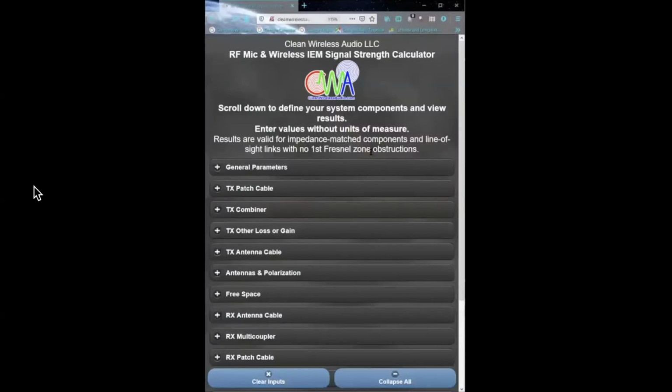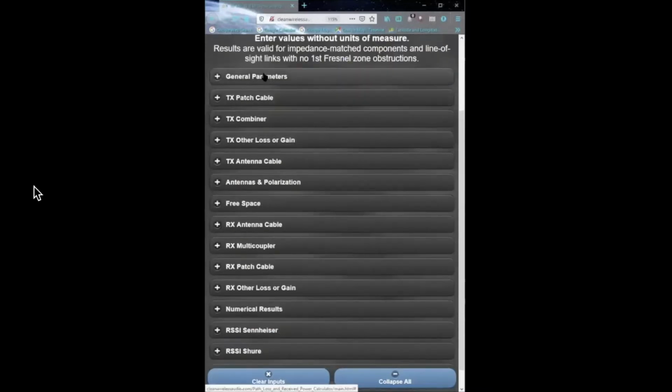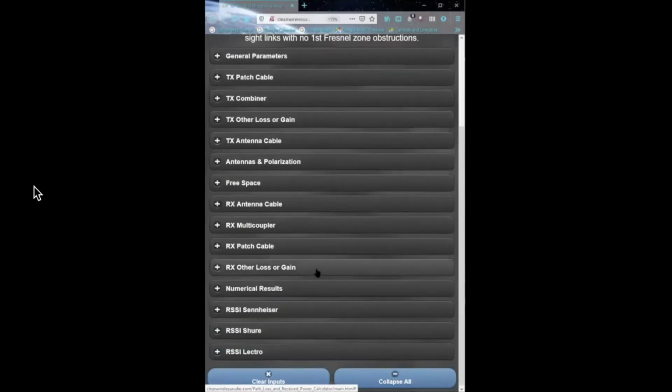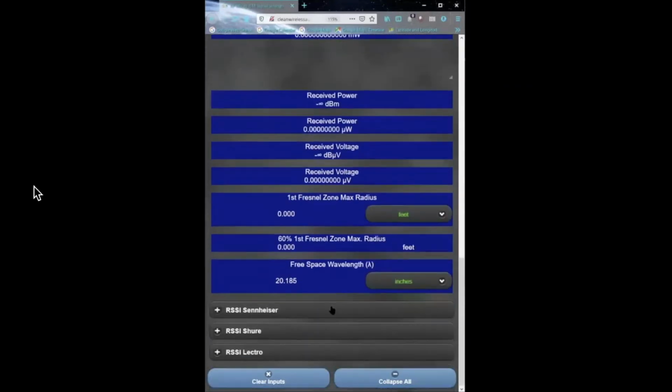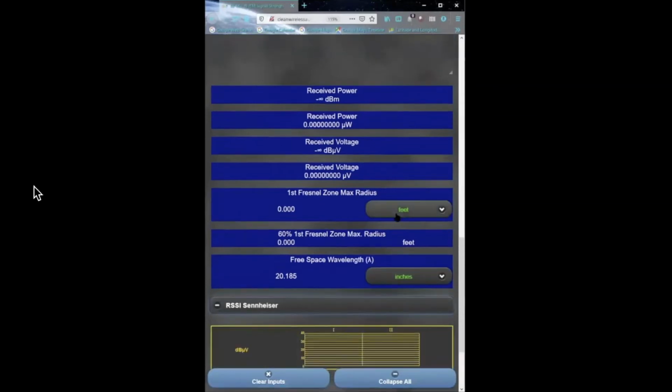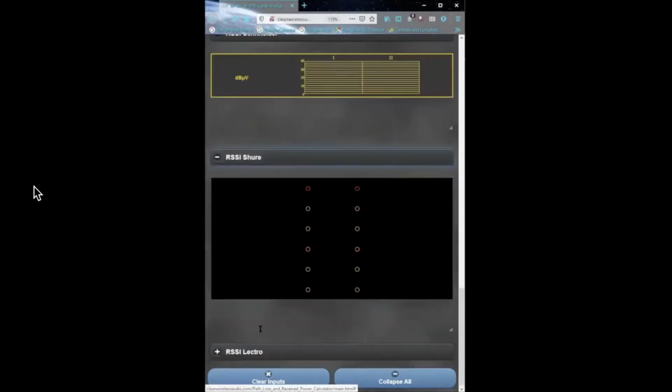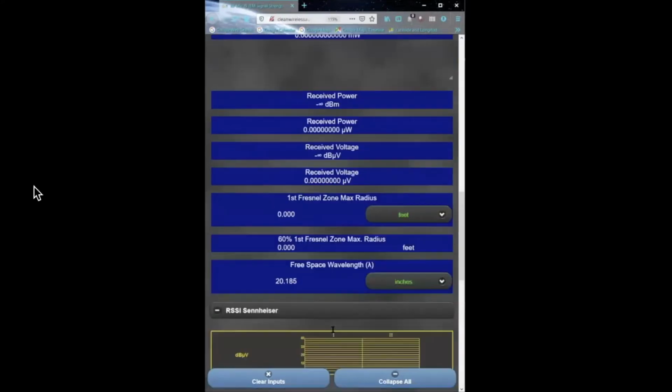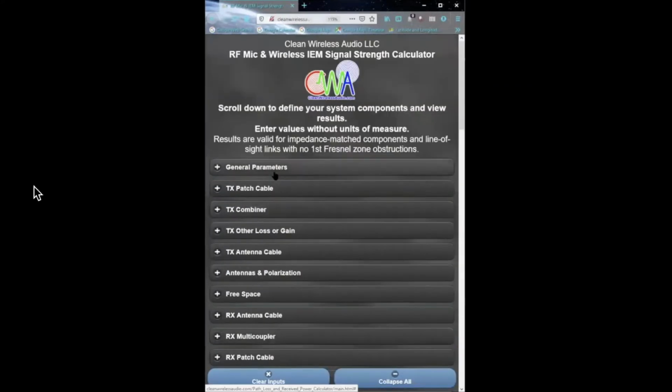So, like I said, this works on phones, tablets, and computers. Each one of these sections represents a portion of your signal path. Then we end up with numerical results at the bottom, and just for fun, it'll also model your receive device metering. So we start at the top.